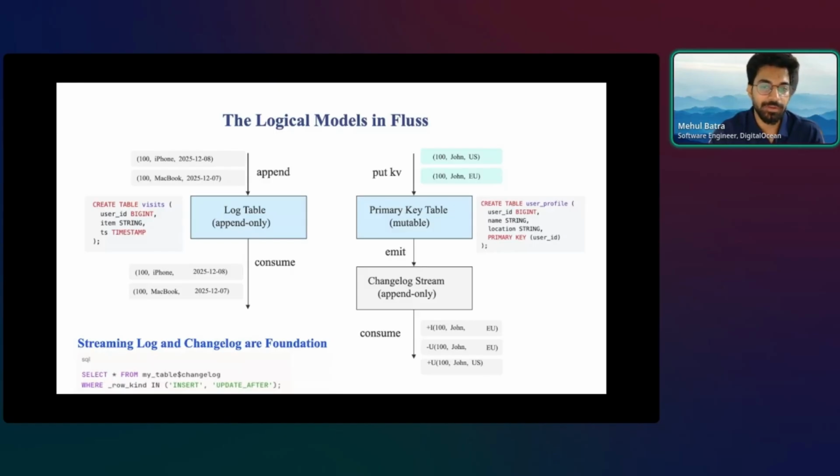And then comes the primary key table. The primary key table was created to ensure the uniqueness of the data that you are putting in by specifying a primary key.